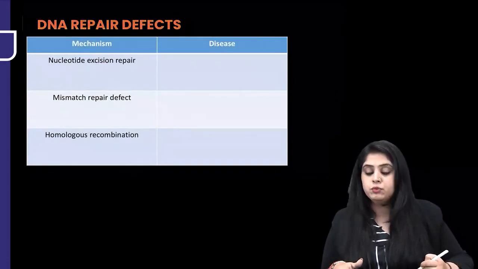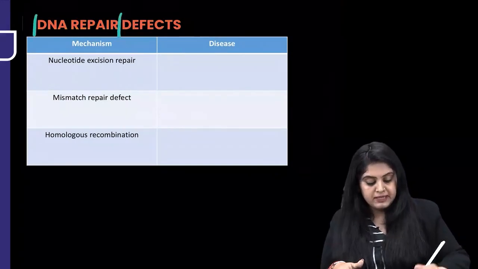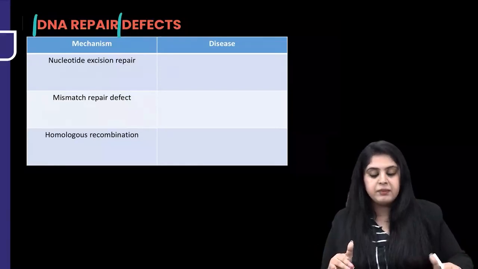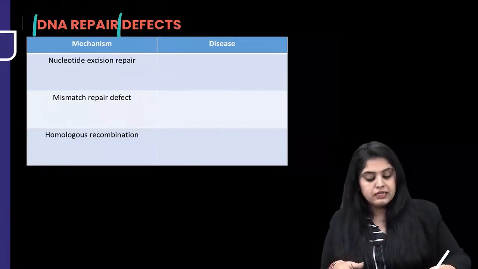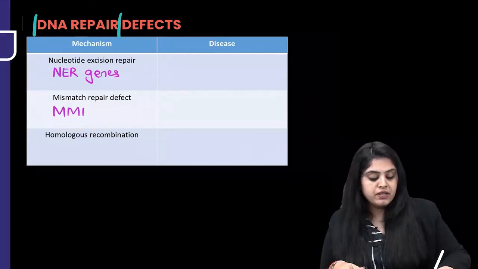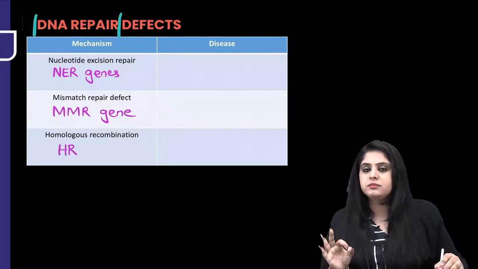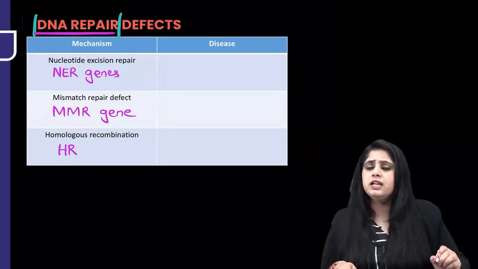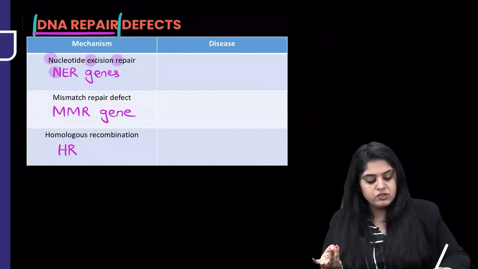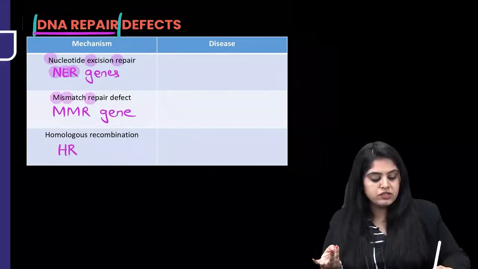So divide this topic into two parts. Think of DNA repair first. What all God has given me for DNA repair. Then I will mess up all of that DNA repair and then I will come to the defects. So please note, God has given you nucleotide excision repair genes, NER genes. Then God has given you mismatch repair genes. Then God has given you homologous recombination. God has given you these three mechanisms that if anything goes wrong in your DNA, I will come to your rescue either by nucleotide excision repair genes, that is NER, or by mismatch repair genes, that is MMR, or by homologous recombination.